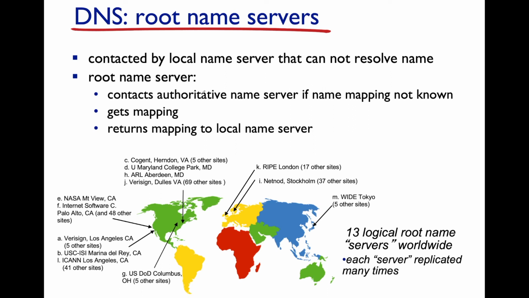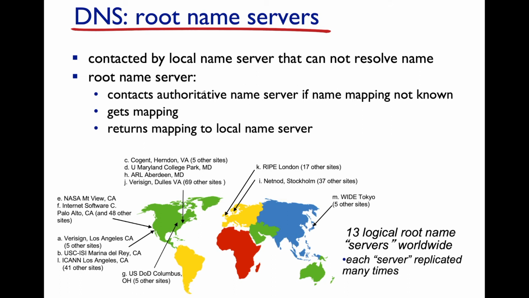So the first thing that happens is the local server can't resolve that name because it doesn't have that address mapping, and so it contacts the root name server, and the root name server says, oh, well, I don't know what that is. I don't have a mapping for it, so let me contact the authoritative name server. If it's not known, it gets the mapping, and then it returns it.